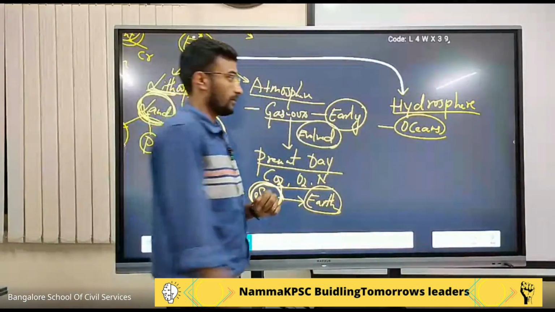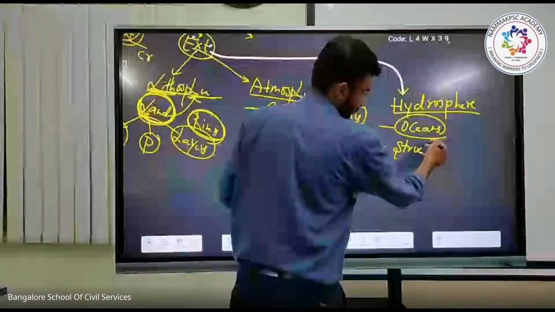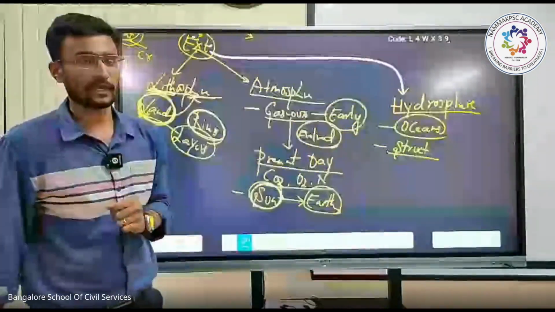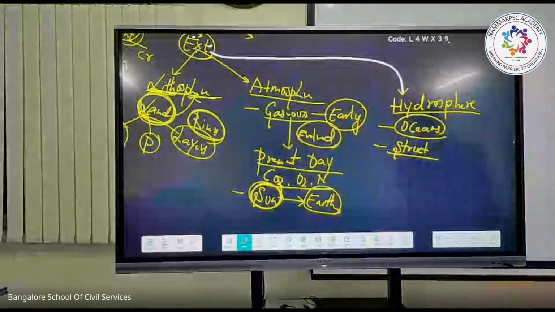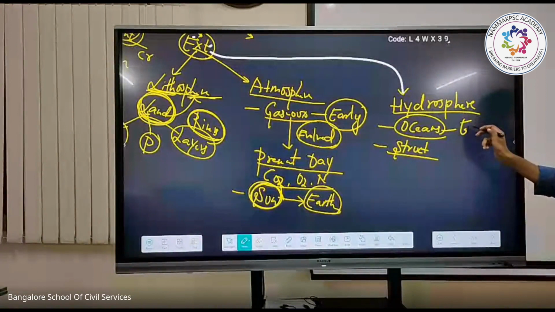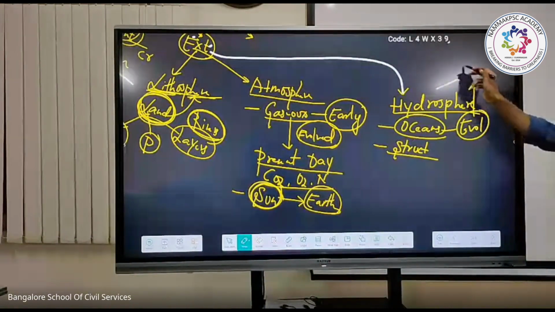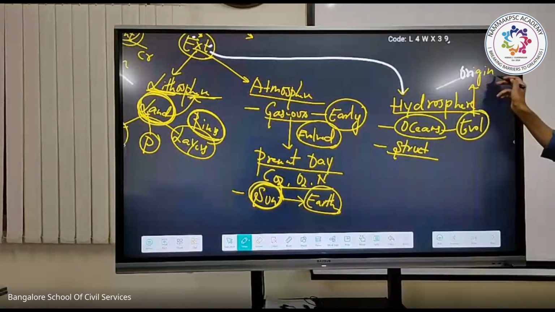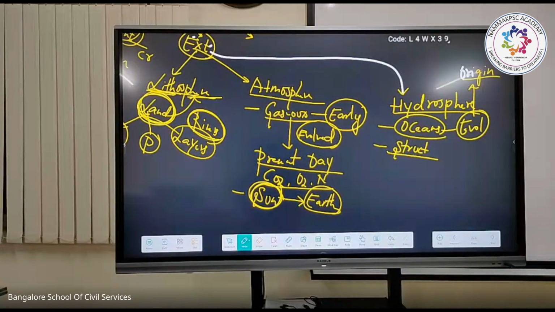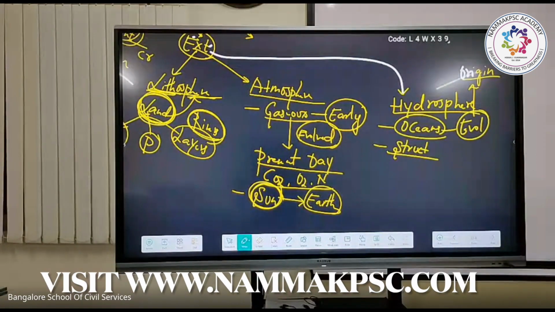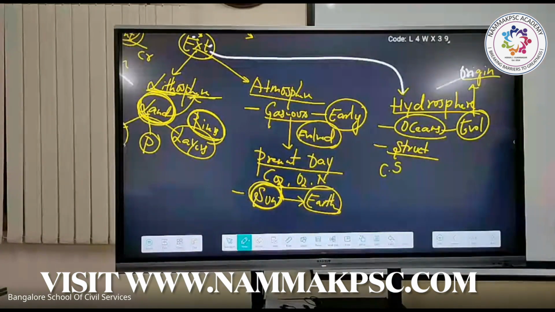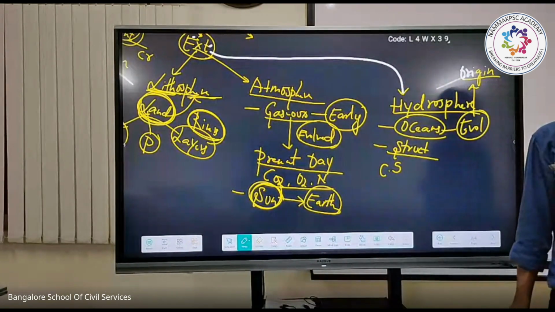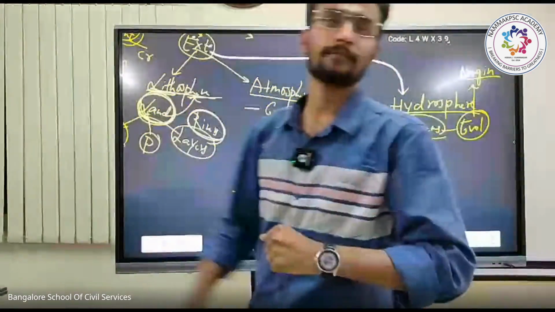Second one, we'll be studying about structure. Everything should be organized. First one, ocean evolution: how oceans have been formed, the origin of the oceans. Second one, structures. Under this, we'll be studying the continental shelf, continental plains, continental slope, deep trenches.